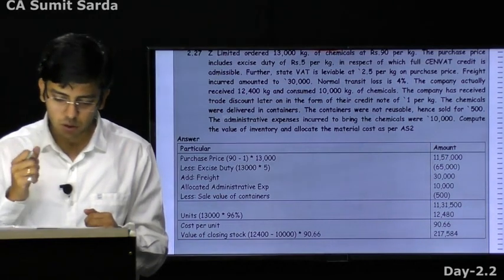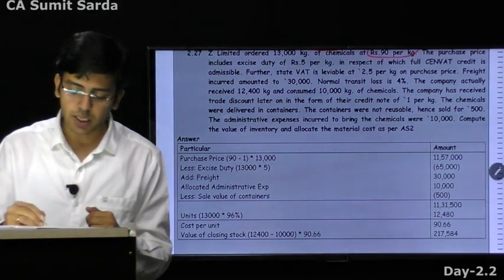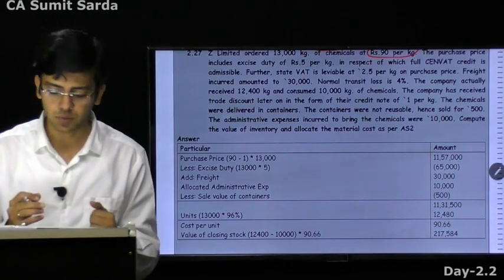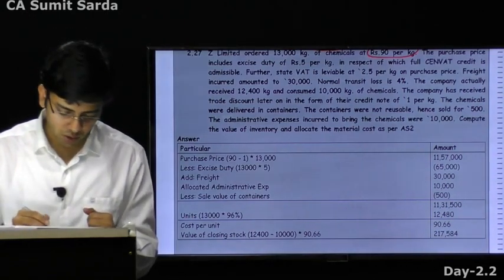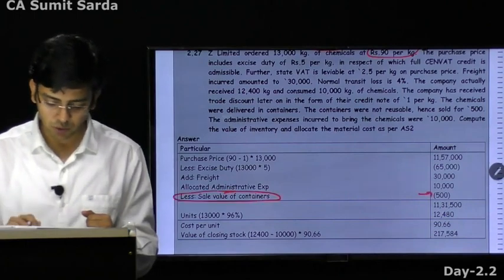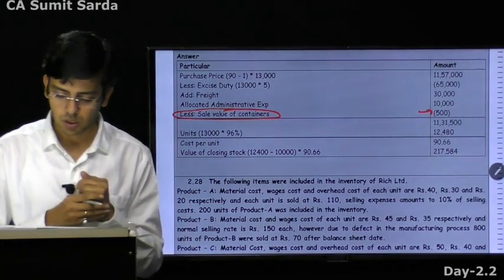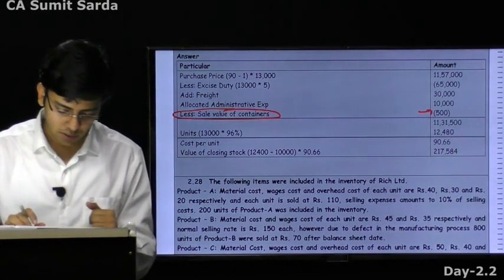Z Limited ordered 13,000 kg of chemical at 90 per kg. I hope you remember before the break we have solved this question. A similar question has been solved. So there was a cost of drum, sale of containers, which we haven't deducted, we have deducted it over here. So it is a similar question with a second type of presentation of the same question. I'm not considering it. Let's move ahead.